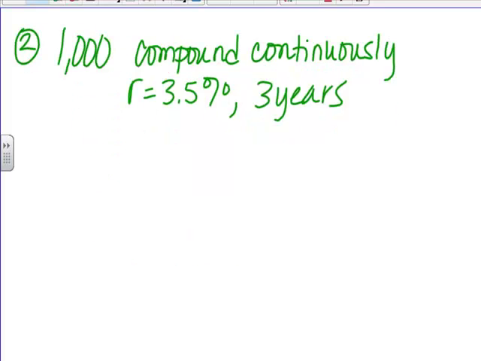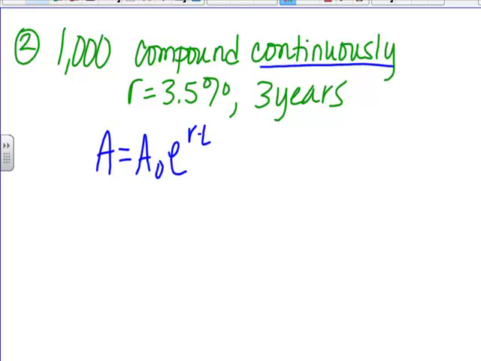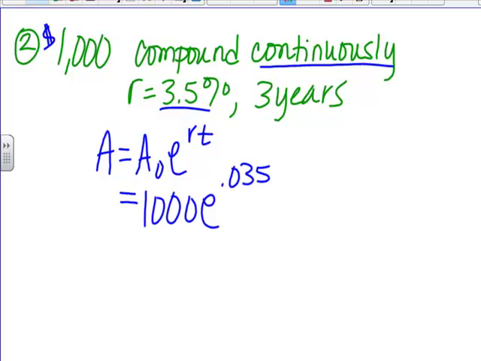Next problem. This is a situation where we see the word continuously. Sometimes it might say continually. Just be on the lookout. When I see that, I'm going to use this equation with an e in it. Once again, if I have $1,000 to begin with, I'm going to put that in for this thing called A naught. e to the rate, once again, needs to be changed to a decimal. And then the t is how long it's going to be in. And in this case, it's 3.